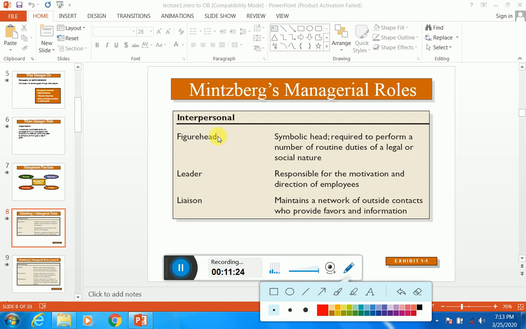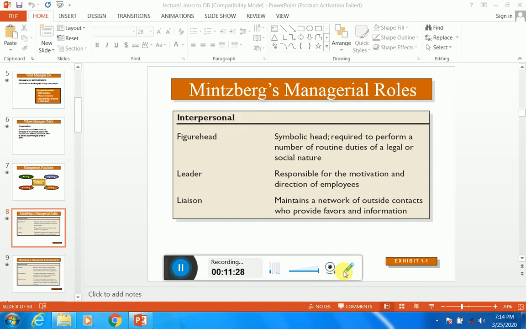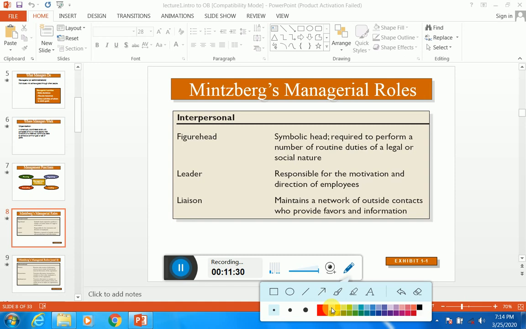Now let's start from the first, interpersonal role. What is interpersonal role? Let me explain the meaning of the first, interpersonal role. First of all, I'm going to explain the word interpersonal, what does it mean.